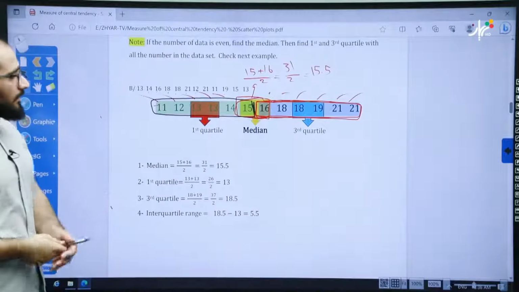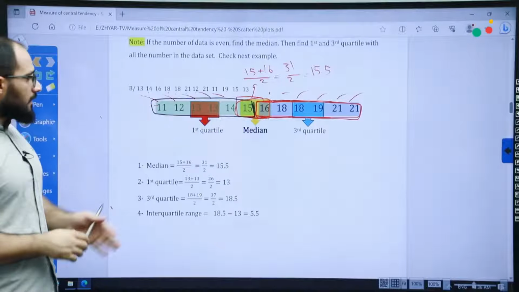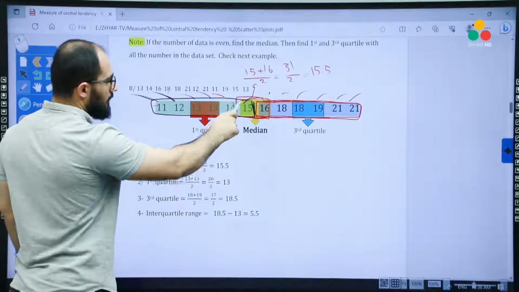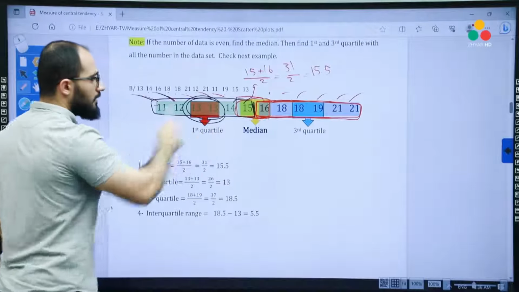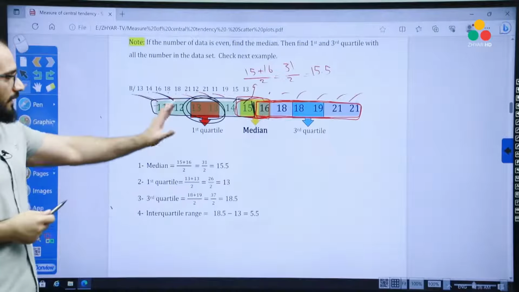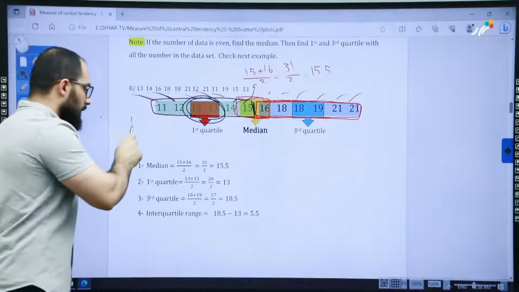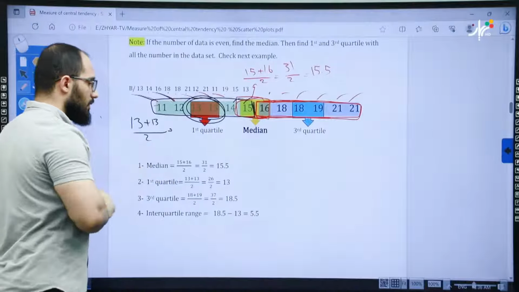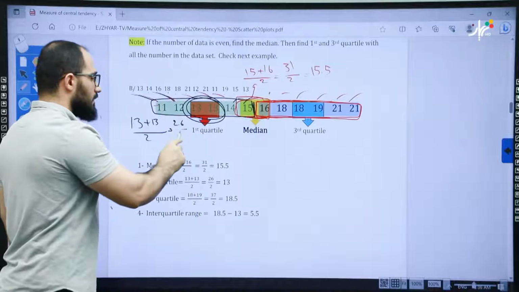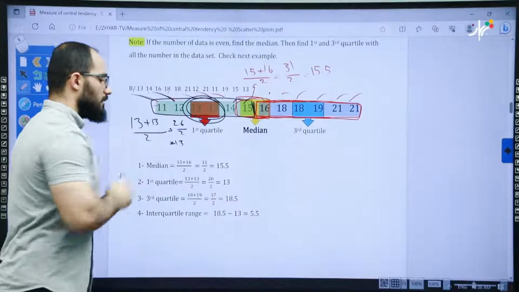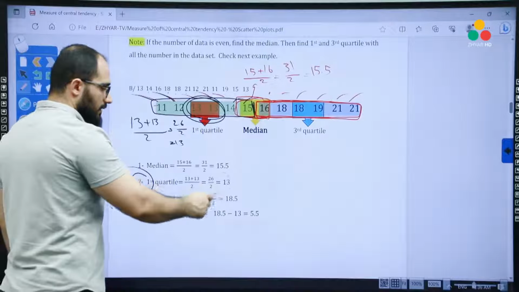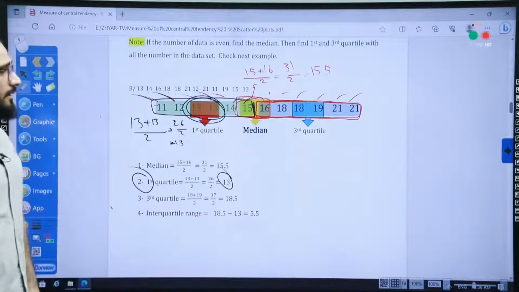Then what is the median of the lower half? For the lower half, you have 11, 12, 14, 15. You can see that 13 and 13 are left in the center of the lower half. So the median of the lower half is 13 plus 13 divided by 2, 26 divided by 2, which is equal to 13. So the first quartile is 13.